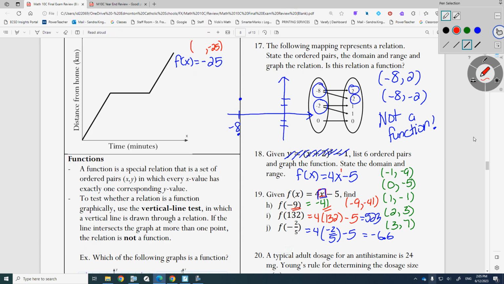Okay, so for the function, here was the equation: f of x is equal to 4x minus 5. We're going to take out f of x and put in the y value, because f of x is just a fancy way of saying y. So negative 25 is 4x minus 5. I need to get this by itself. Read, what do you want me to do first? Add 5 to both sides.